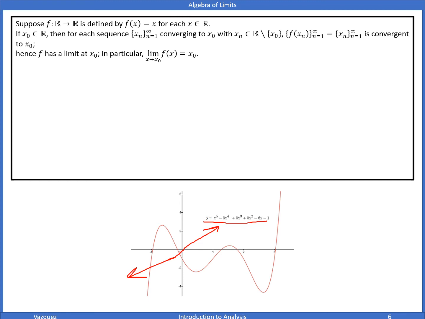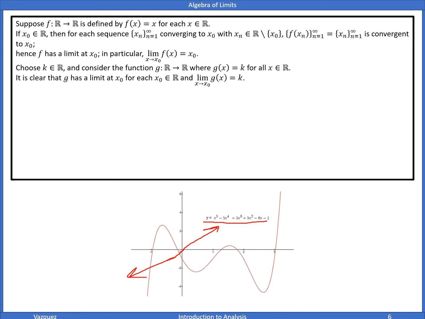So f has a limit at x naught, right? And in particular, f of x is just equal to x naught. Nothing too fancy. But now choose k and consider the function where g of x is equal to k for all x. So k is just a constant. Well, then g has a limit at x naught, and that limit is always just k.